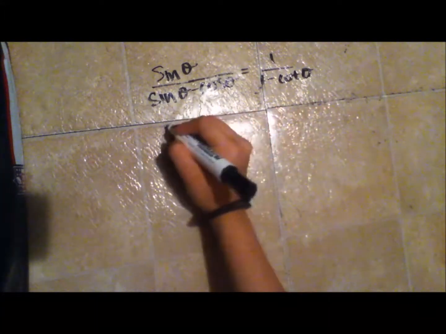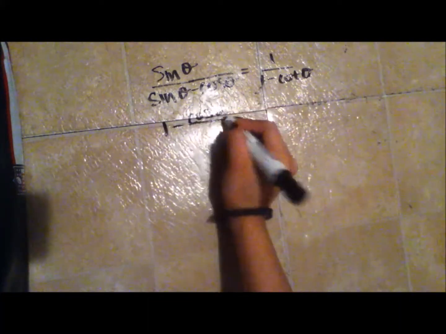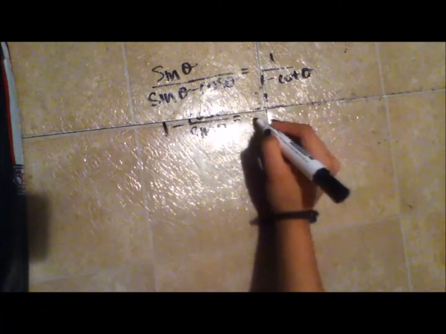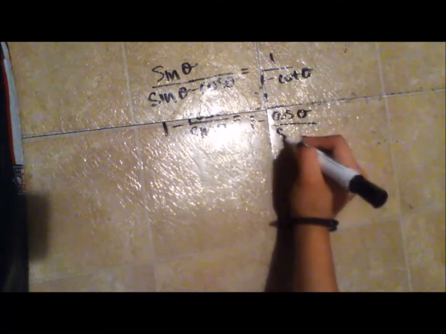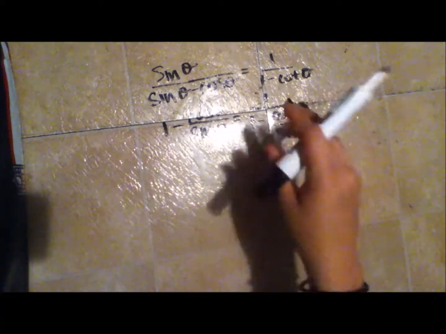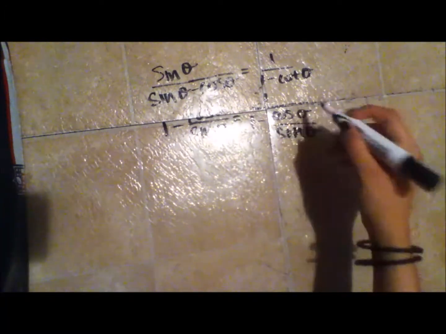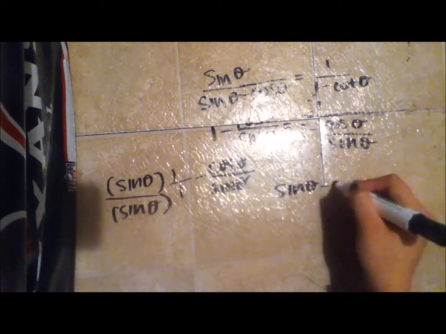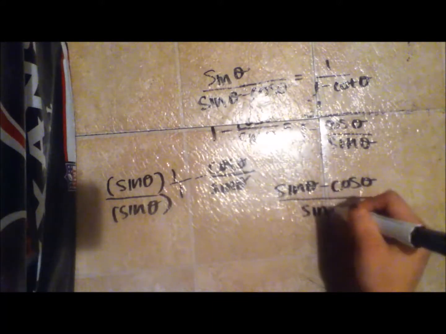So you will end up having 1 over 1 minus cosine theta over sine theta. Let's remember, to subtract we have to have the same denominators. To do this, we're going to multiply sine theta, so we get sine theta minus cosine theta over sine theta.